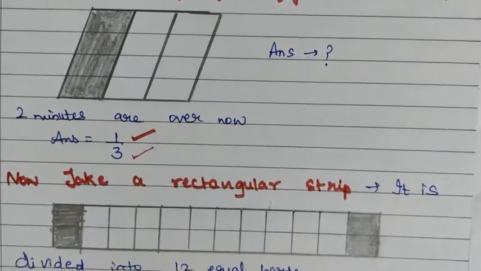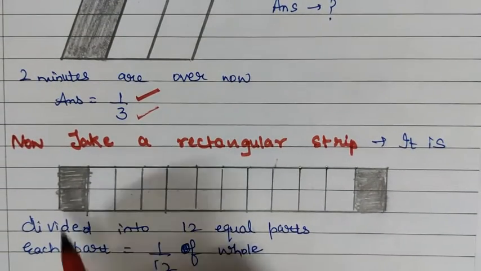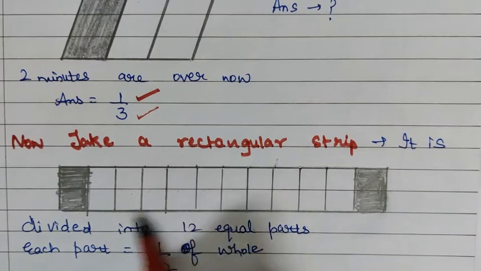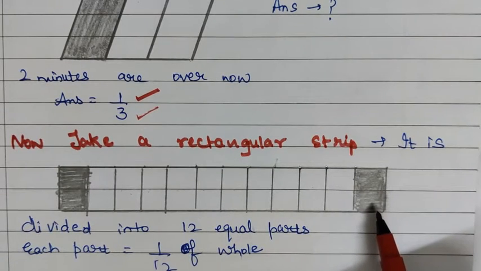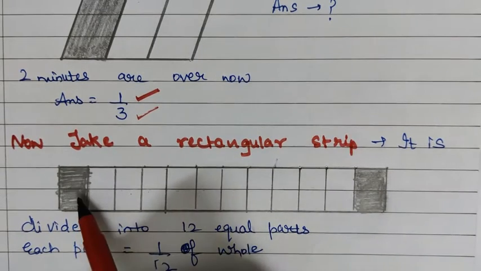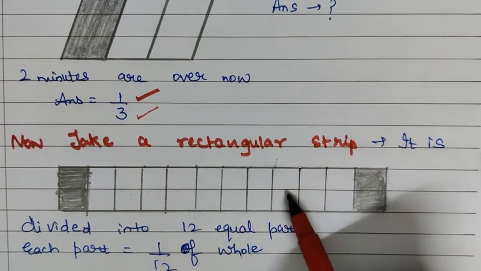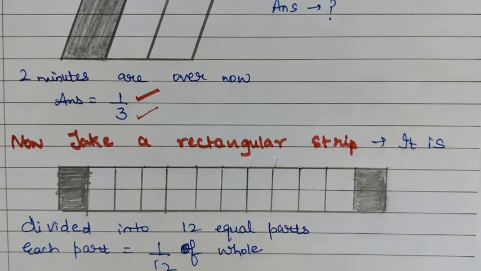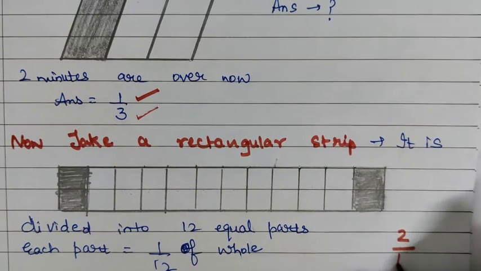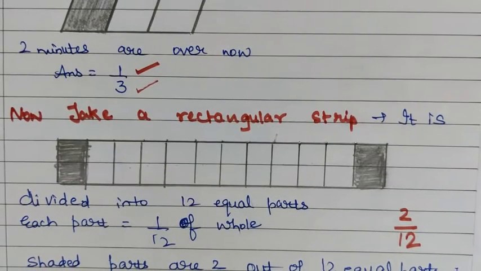Now children, let us take a rectangular strip. This is a rectangular strip. It is divided into 12 equal parts. 1, 2, 3, 4, 5, 6, 7, 8, 9, 10, 11, 12. Now suppose I have shaded 2 parts here. So it means if I have to write the fraction for shaded part, that will be 2 by, how many total parts are there? Yes, 12. So it will be 2 by 12.